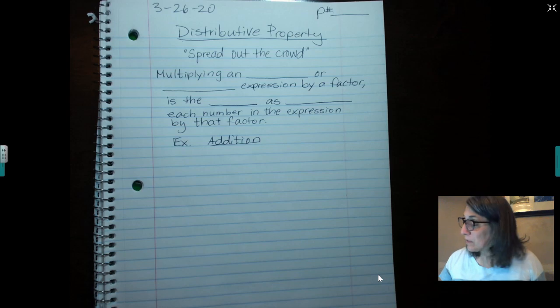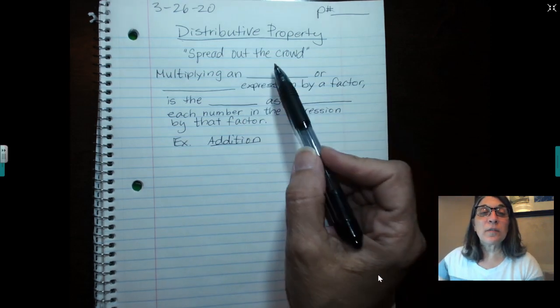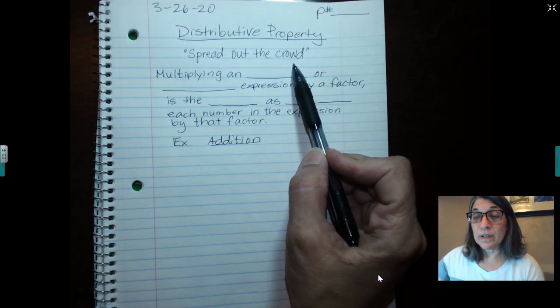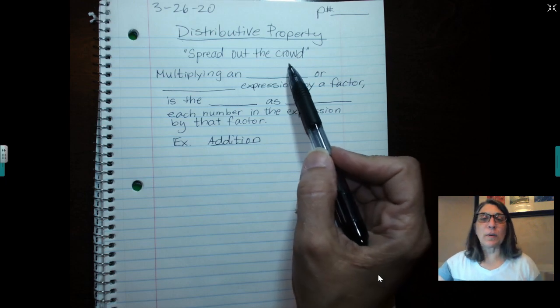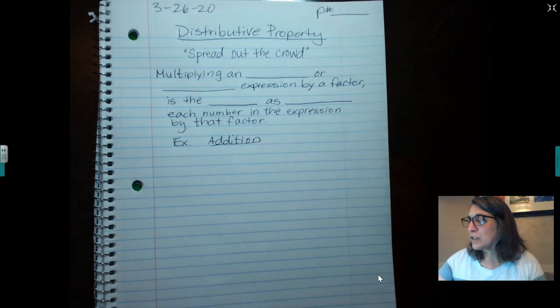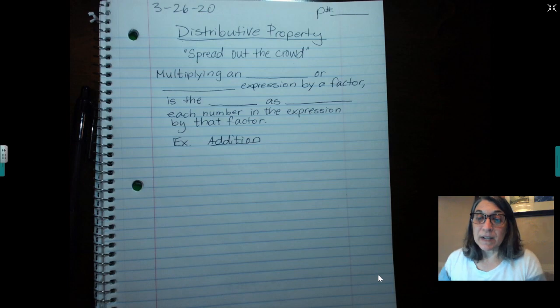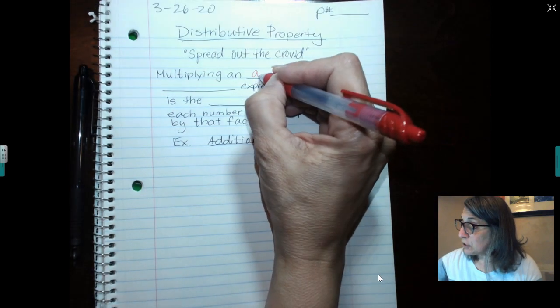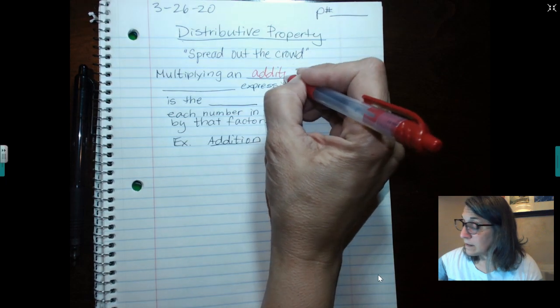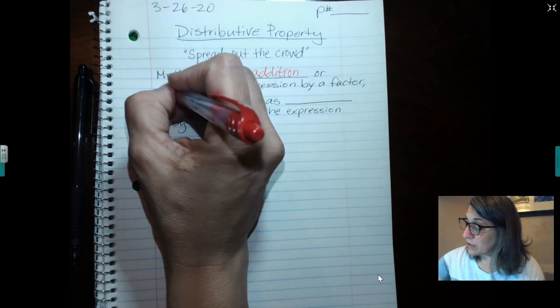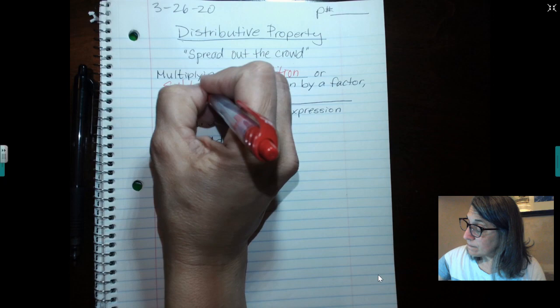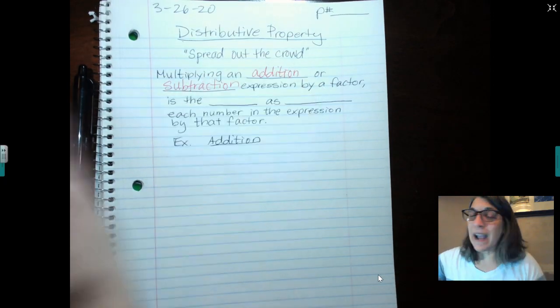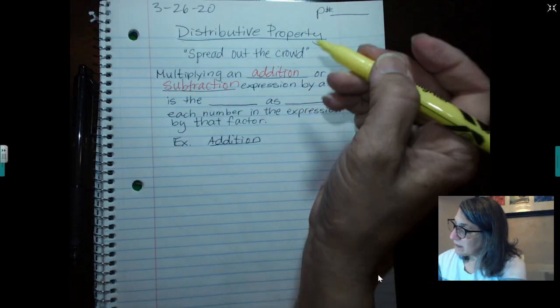Okay, so you can see that I already put "distributive property: spread out the crowd," which is our little silly saying for distributive property. And I got started on writing the definition just to save some time. So the definition is: multiplying an addition, or subtraction, expression. And these words are actually really important.